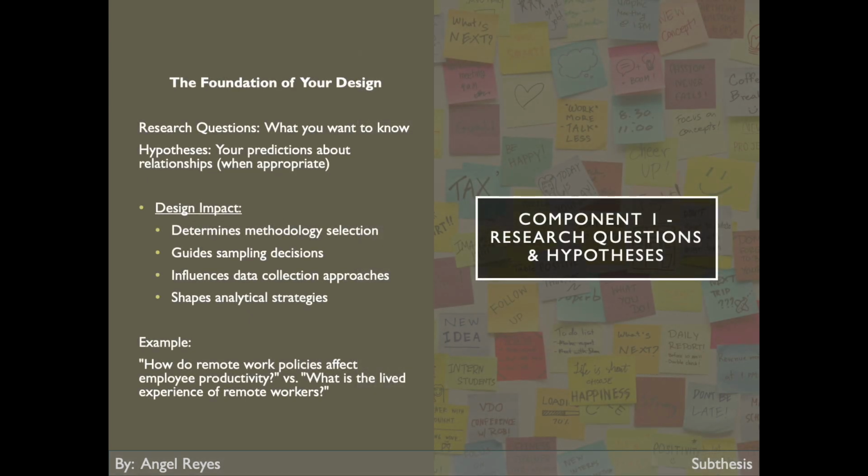Component 1 provides the foundation of your design: research questions and hypotheses. Research questions define what you want to know, while hypotheses state your predictions about relationships when appropriate. This component has profound design impact. It determines methodology selection, guides sampling decisions, influences data collection approaches, and shapes analytical strategies. Everything flows from this foundation.